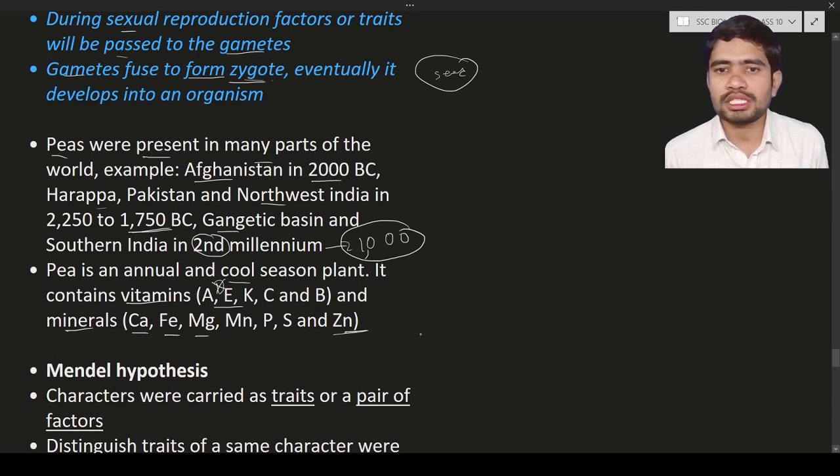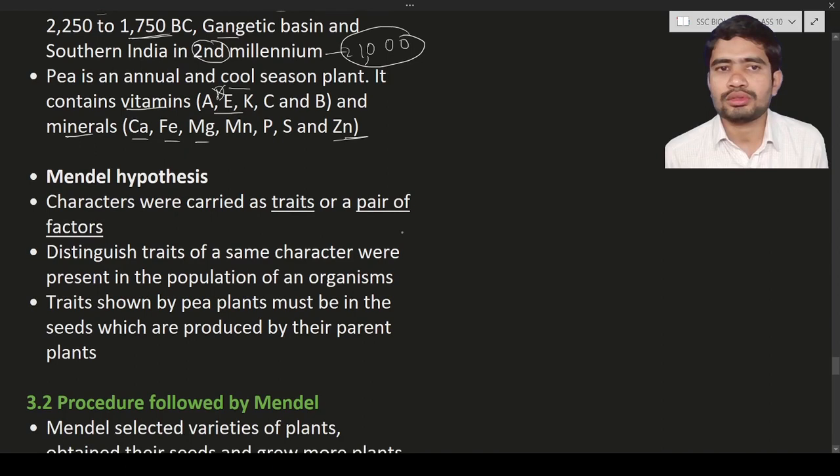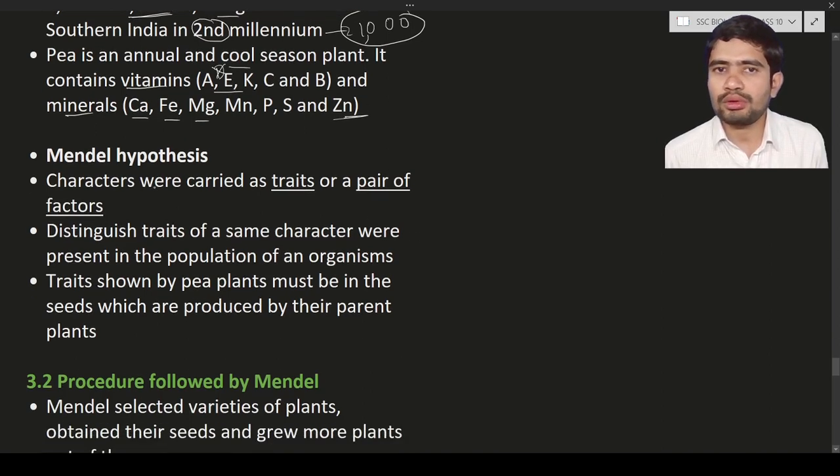Okay. So next is Mendel's hypothesis. What was Mendel thinking about his observations? Based on his experiment, he observed that the characters are carried as a trait. In the last lessons we also discussed what is meant by trait: these are the characteristics that can be observed, and they are carried as a pair of factors. Pair means what? Pair means two.